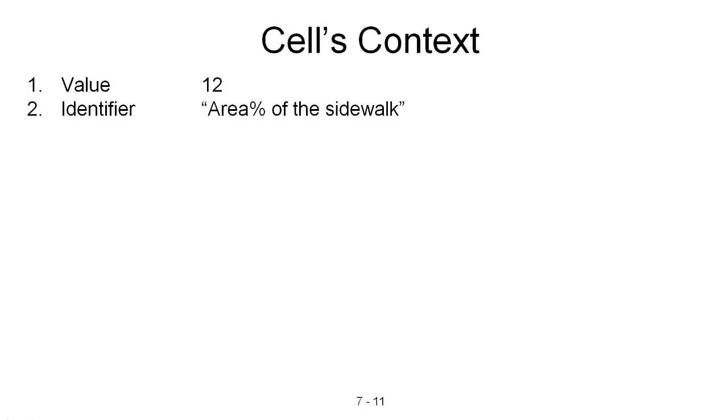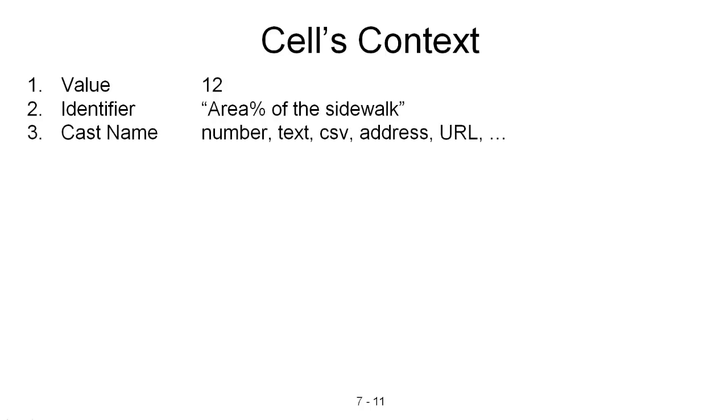Now the cell's context. Okay, we have a value out there somewhere, and we need to be able to access it. Then the first thing we're going to have is the value itself. The value here is 12. And we're going to say it has an identifier. So I'll say it's area of the sidewalk. The percent sign says you can stop there if you wish when you're using it within your application or when you reference it. So in this particular context, wherever I'm in, I can just say area. I don't have to say, I could say both, area of the sidewalk.